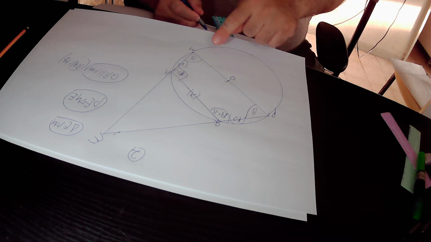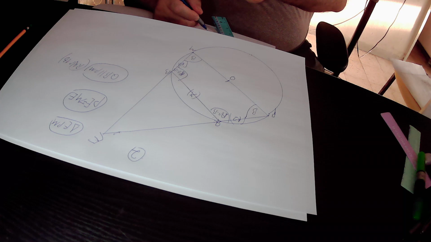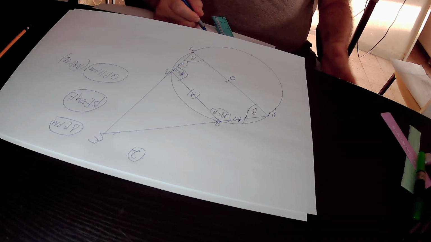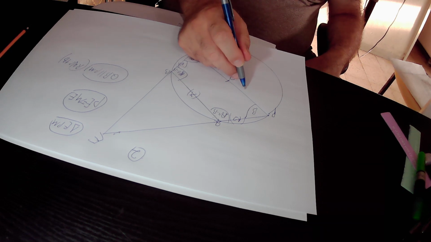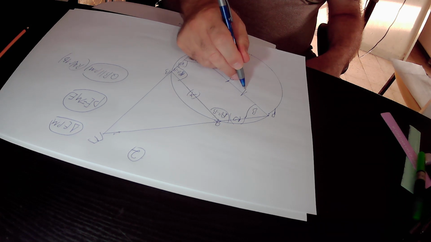Here OP equals OM. They're both the radii of the semicircle or circle, and therefore they're equal to each other. The radius of the circle and the radius of the semicircle is 15 units in length.